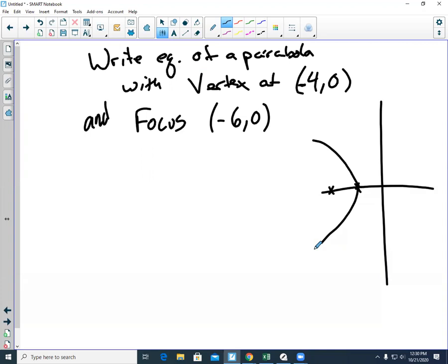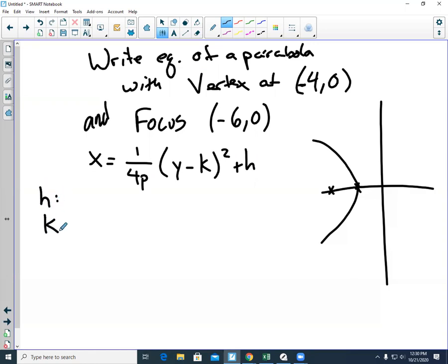Okay? So I know that it's going to be horizontal, which means it's going to use the equation x equals 1 over 4p times (y minus k) squared plus h. So I know that's the equation it's going to use. Realistically, the only things I have to know are the h value, the k value, and the p value. If I know what the h, the k, and the p are, that's the only thing I plug into the equation, right? Once I plug those things in, I'm all done.